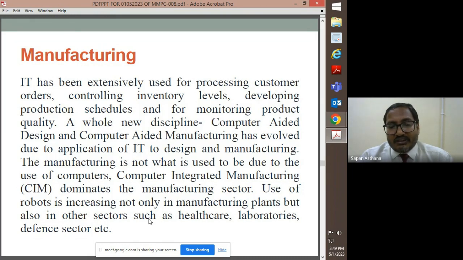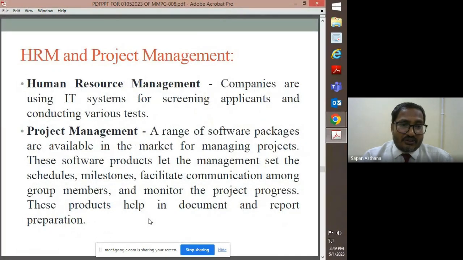The computer integrated manufacturing, CIM, dominates the manufacturing sector. Use of the robot is increasing not only in manufacturing plants, but also in other sectors such as healthcare, laboratories, defense sector, etc. Computer integrated manufacturing is completely based on information technology.